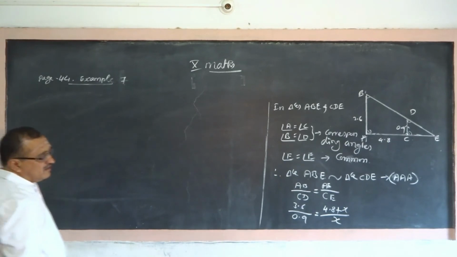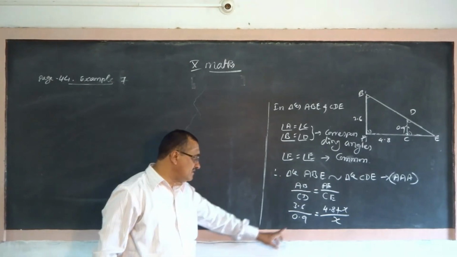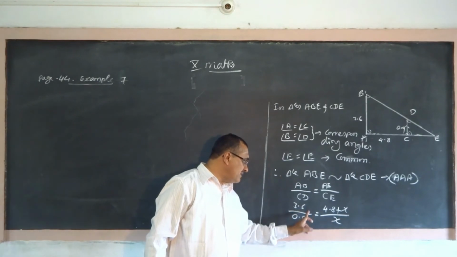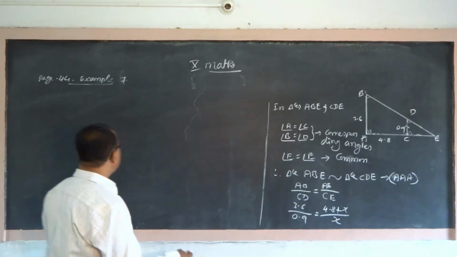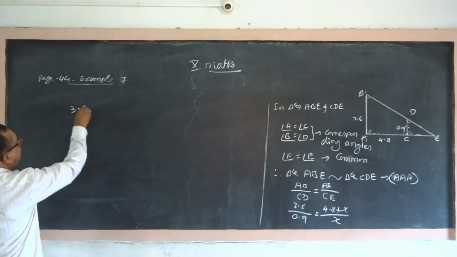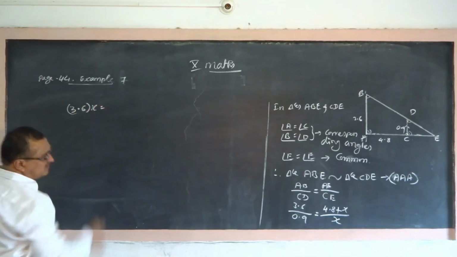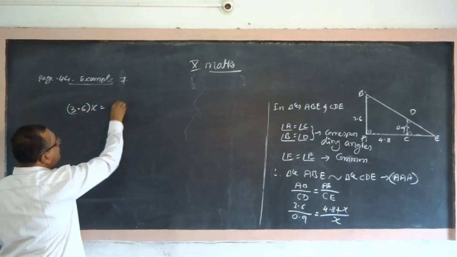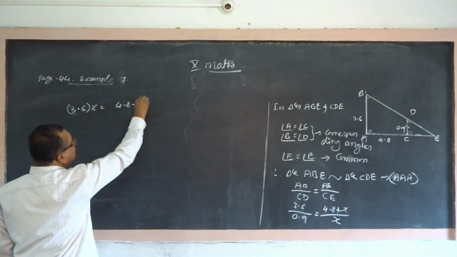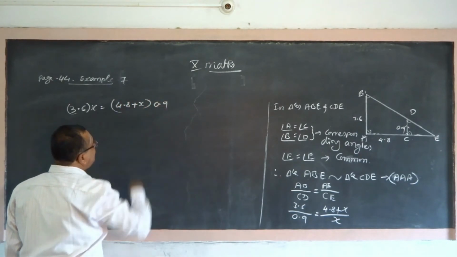Now, how do you simplify this? Cross multiply. On cross multiplication, this is 3.6 x is equal to 4.8 plus x into 0.9.